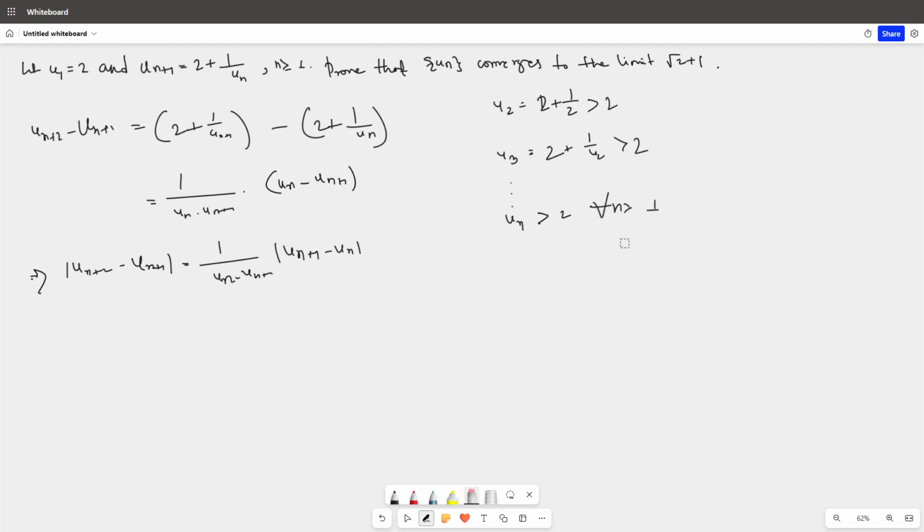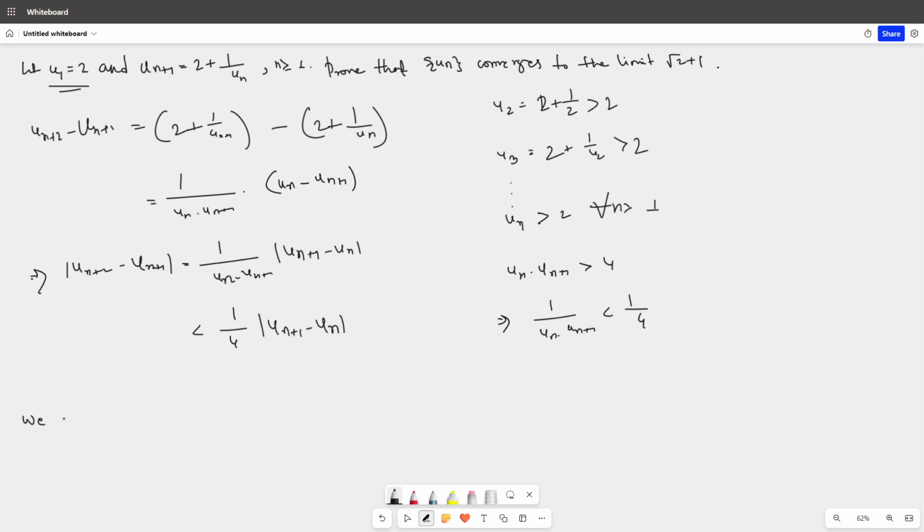Because when n is equal to 1, un is equal to 2, right? So we can say that for two values, un and un plus 1 multiplied with each other, this multiplication is greater than 4, which implies 1 over un into un plus 1 is less than 1 over 4. So we put this value here. We say this is less than 1 over 4 multiplied by modulus of un plus 1 minus un. Now this is a fantastic thing. We're going to use a result.